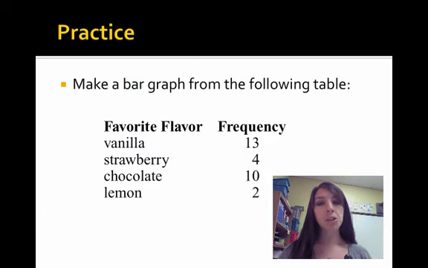All right, so I want you to try to make a bar graph with this frequency table here. Okay, so your categories are vanilla, strawberry, chocolate, and lemon. Your frequency is 13, 4, 10, and 2. Try to make a bar graph, do the best you can. I'll check it tomorrow in class. So pause the video here and go ahead and make this bar graph quickly.